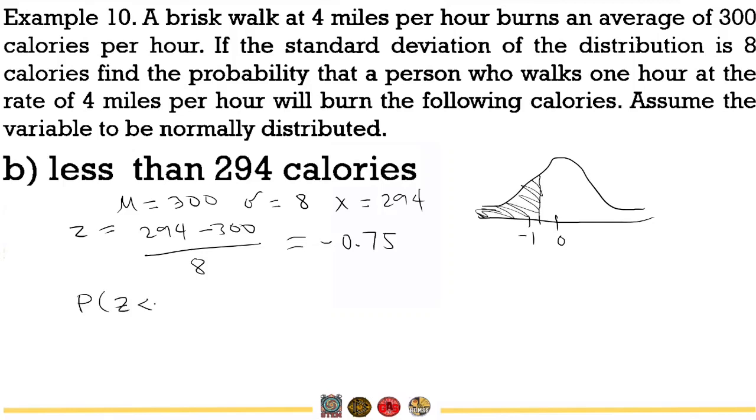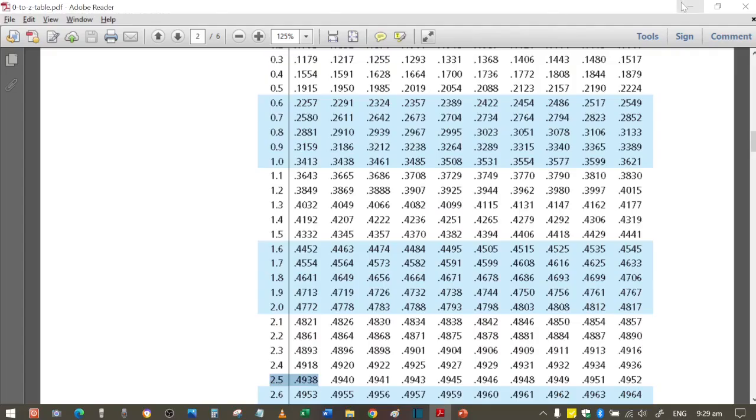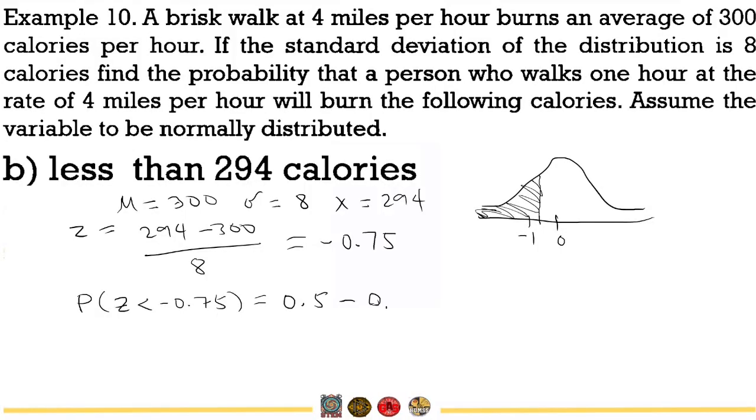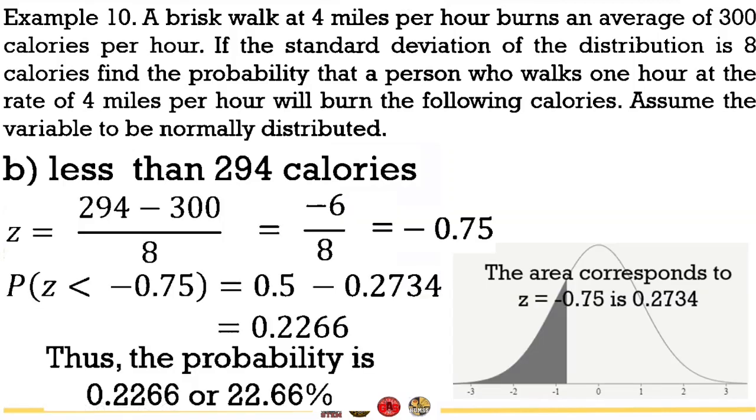P of z is less than negative 0.75. The shaded part is less than 0.5, so 0.5 minus the area that corresponds to 0.75, 0.2734. So what is 0.5 minus 0.2734? So the probability is 0.2266. So therefore, the probability that a person who walks 1 hour at the rate of 4 miles per hour will burn less than 294 calories is 22.66%. Clear? So let's have letter C.